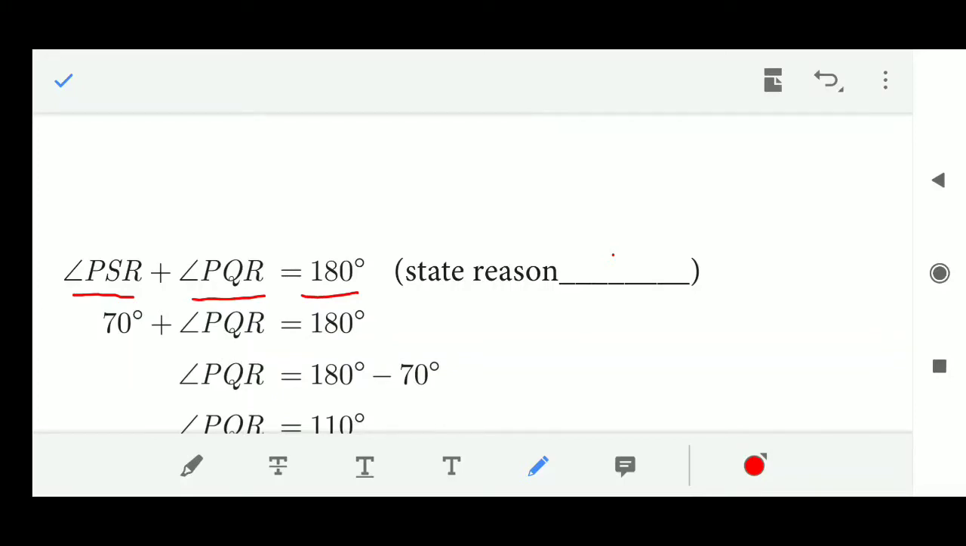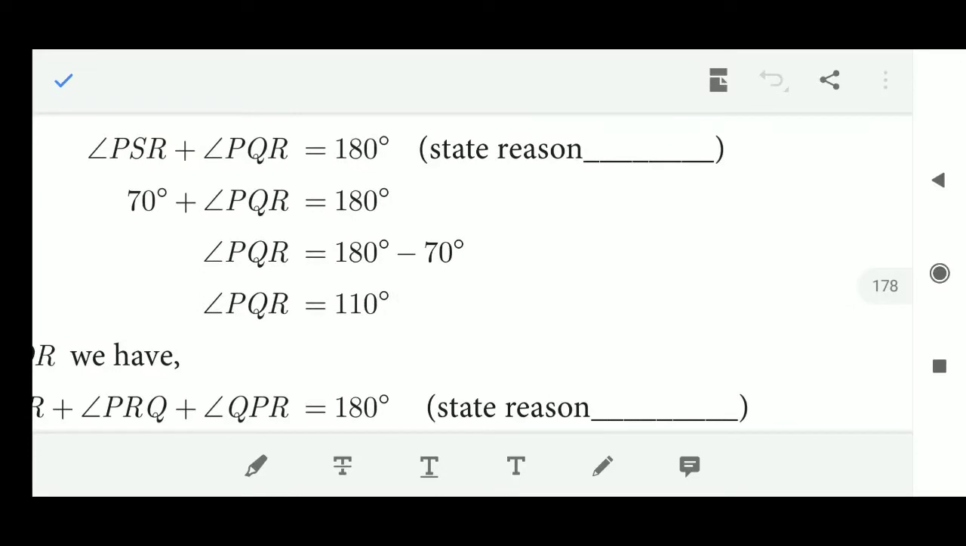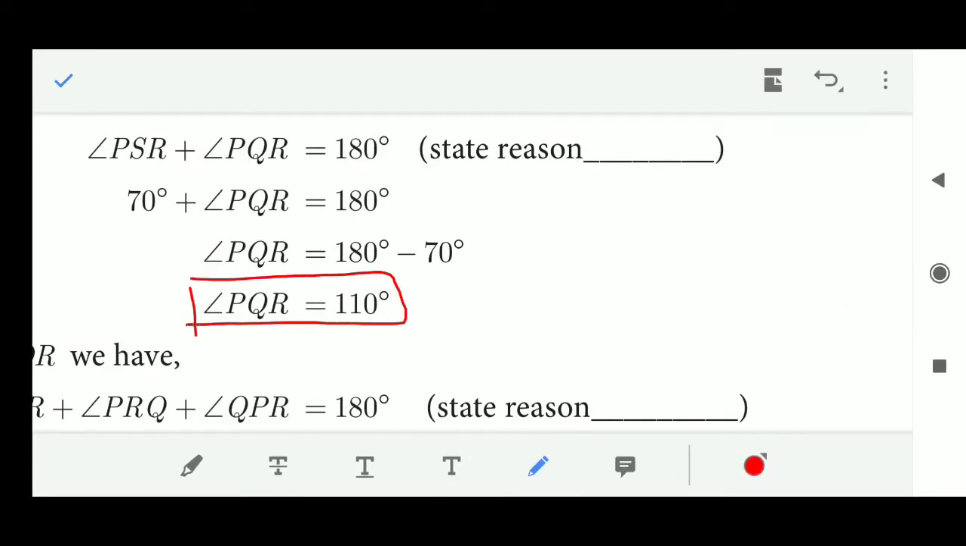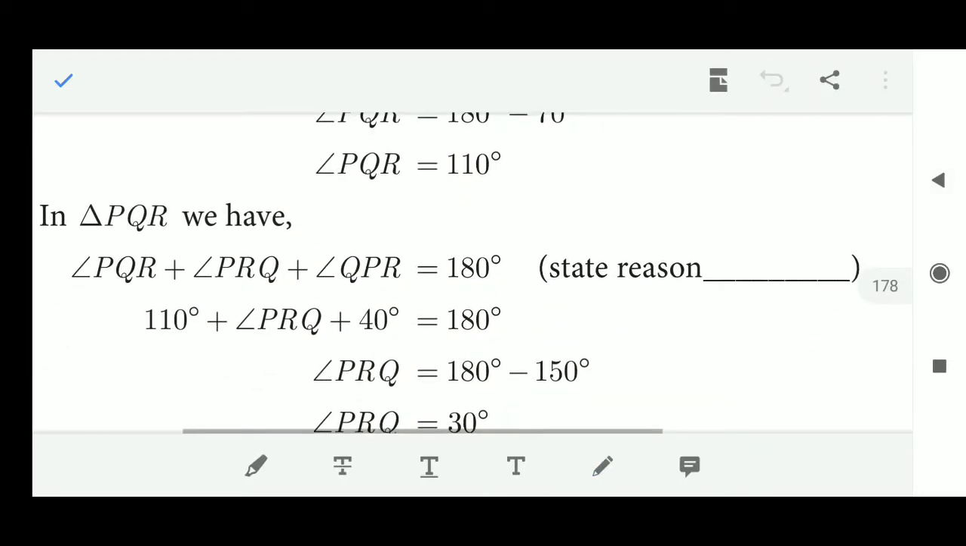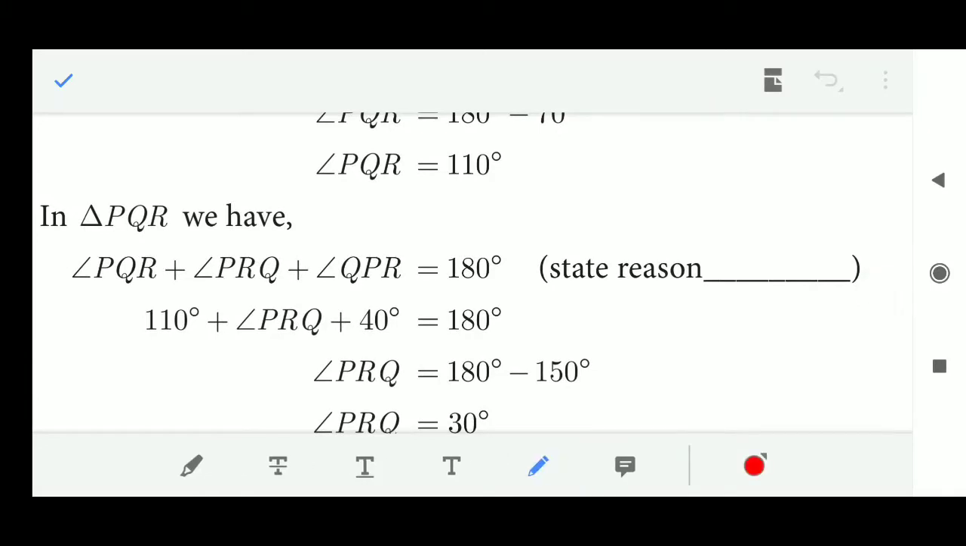So if we substitute the value of PSR as 70 degree, you will get the angle PQR. PQR is equal to 180 minus 70, which gives 110 degree. So the angle PQR is equal to 110 degree. But we have to find the angle PRQ. So now we are going to use the angle sum property in a triangle. In triangle PQR, angle PQR plus angle PRQ plus angle QPR is equal to 180. The sum of the angles in a triangle is 180 degree.